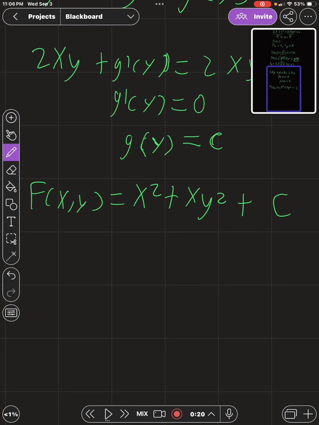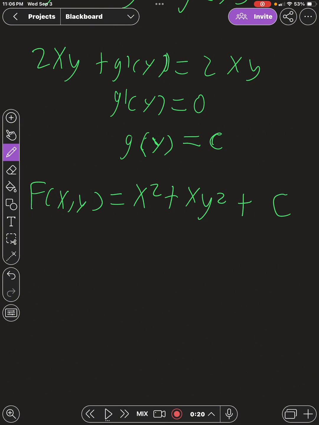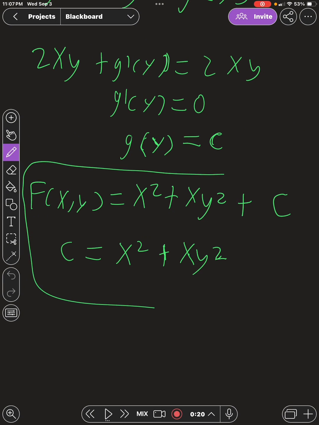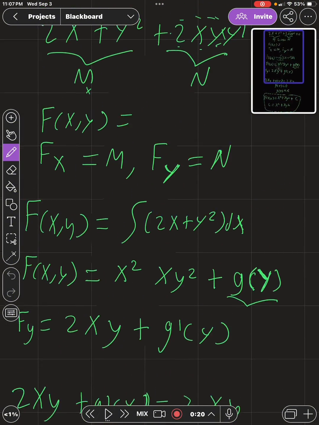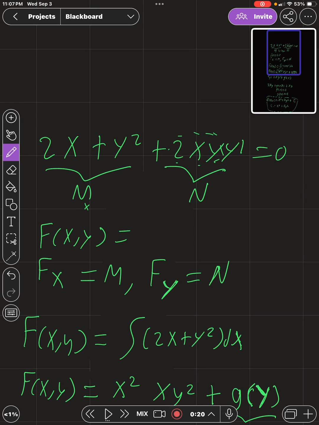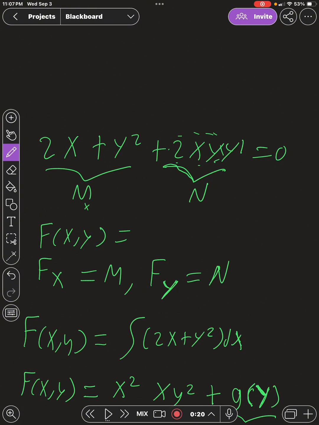And some people prefer writing the term c is equal to x squared plus xy squared, because these represent curves, and we'll get more into that in a future video. We'll explain how these represent individual curves. But this is the solution to the exact differential equation. And once again, you can plug this into the equation up here and verify that it works. It's a lengthy process, a little bit more lengthy than the integrating factor approach and the separable equation approach, but it's not so bad.